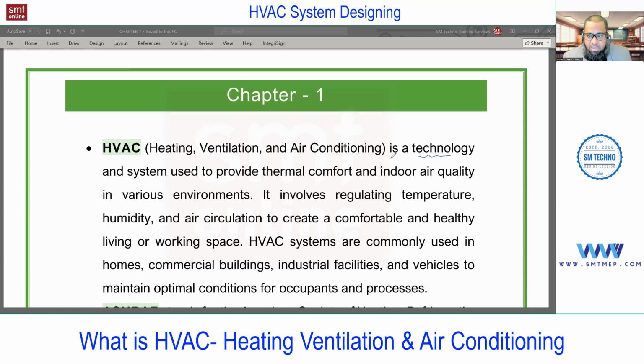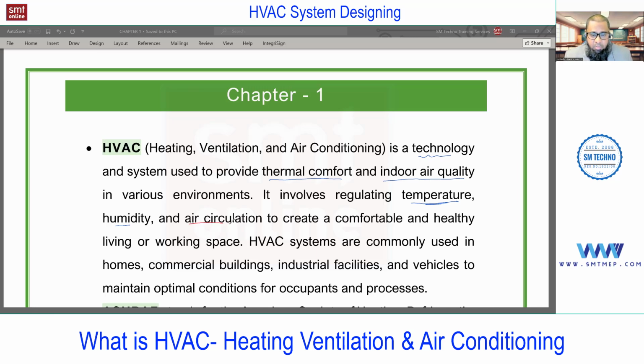So HVAC is a technology and a system used to provide what? Thermal comfort and indoor air quality. This indoor air quality we'll discuss in detail when talking about ventilation. In various environments, it involves regulating temperature. These are the parameters. Temperature is a major parameter for maintaining air conditioning, and humidity, no doubt, is important for human comfort as well as for process control. This humidity is also a major parameter.